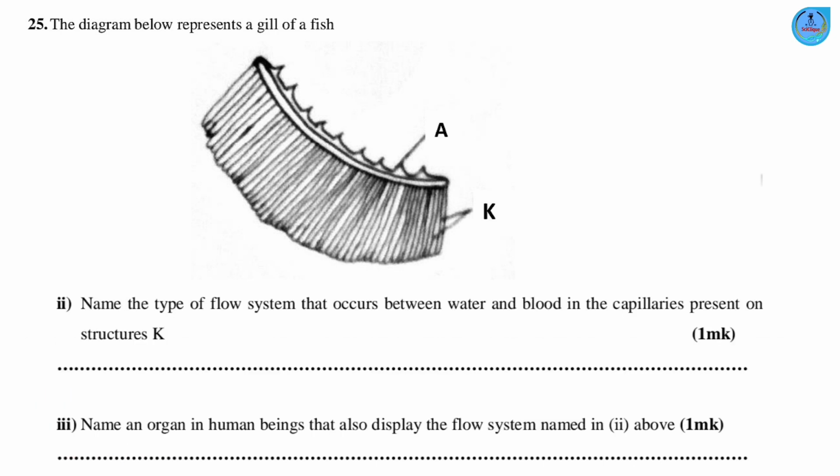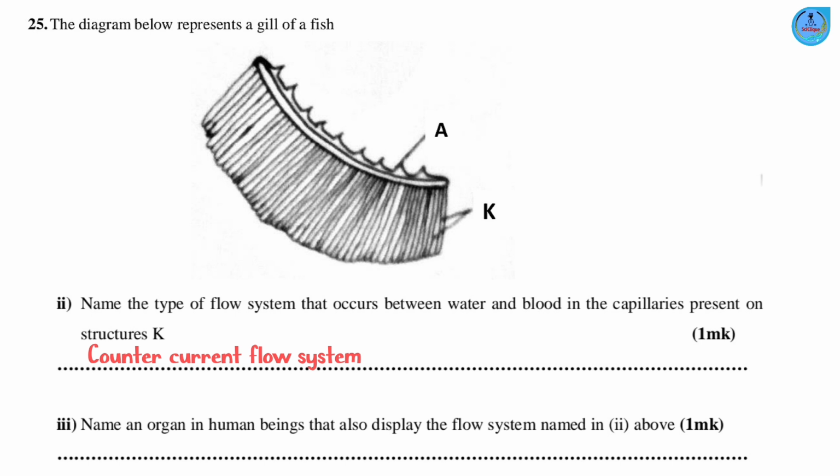Roman number 2. Name the type of flow system that occurs between water and blood in the capillaries present on structures K. Okay, so this is our countercurrent flow system, whereby you're going to have 2 liquids or solutions moving in opposite directions. This maximizes the movement of the respiratory gases, that is oxygen and carbon dioxide.